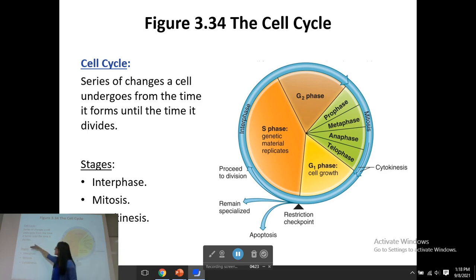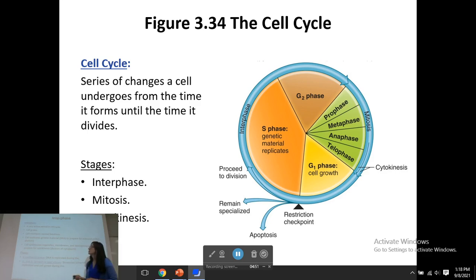So over here we have the stages of the cell cycle. We have interphase. Notice that interphase is not part of mitosis. Interphase is before mitosis. Then we have mitosis. Mitosis is division of the nucleus. And then we have cytokinesis. Cytokinesis is division of the cytoplasm.